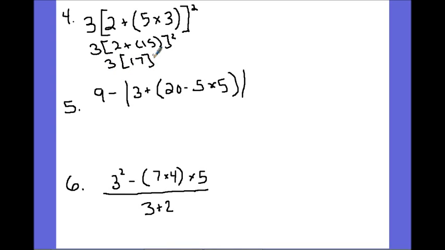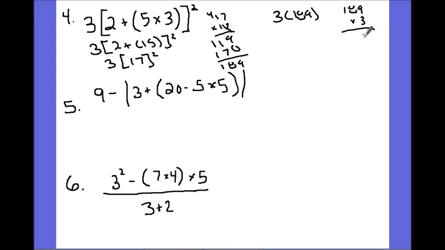So give me a 17. So 17 squared. So 49, carry the 4, 7. That's 119, 0, 7, 1. So that's a 289. So then I'm left with 3 times 289. So 289 times 3. So 27, 26, 5. So my answer here is 567.